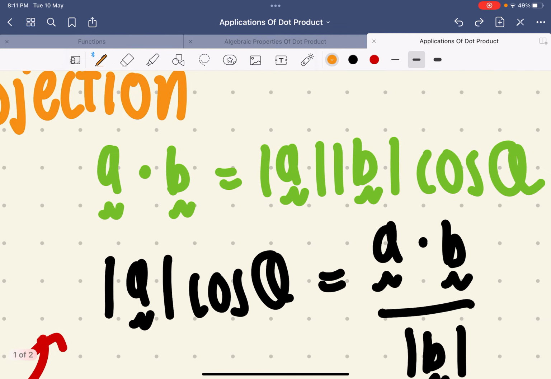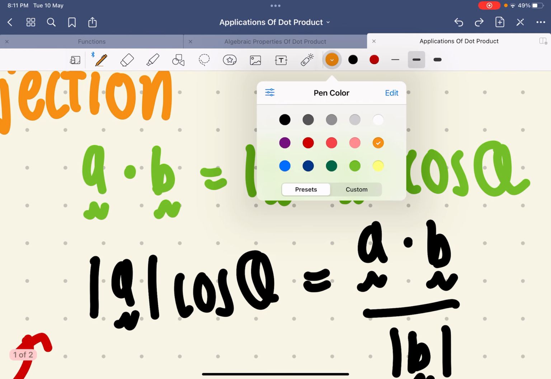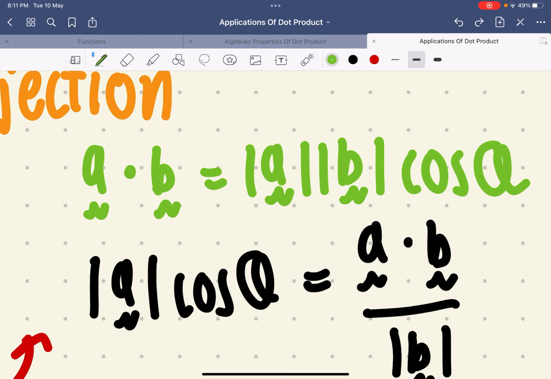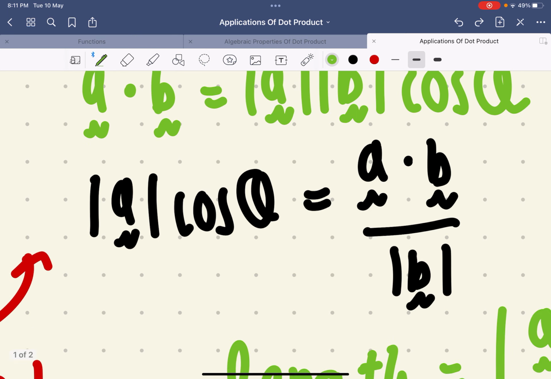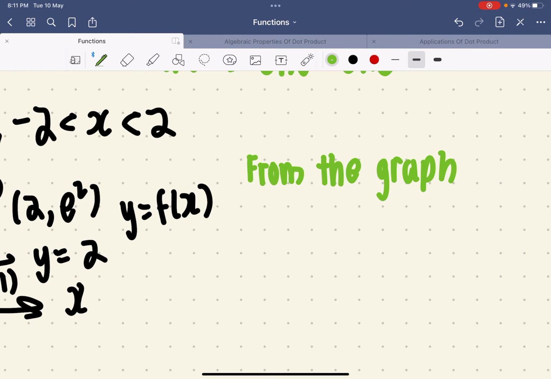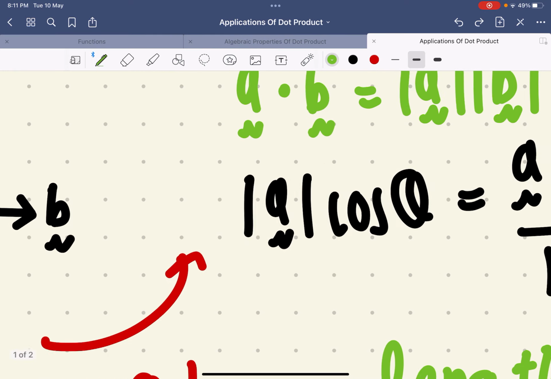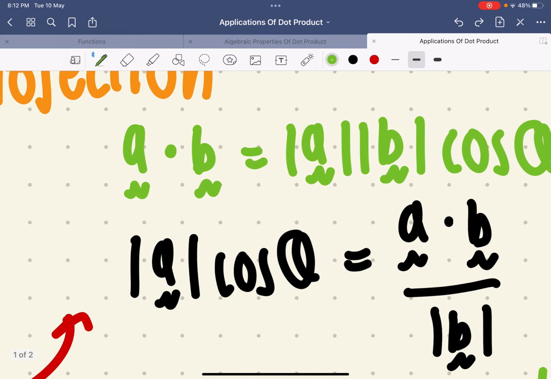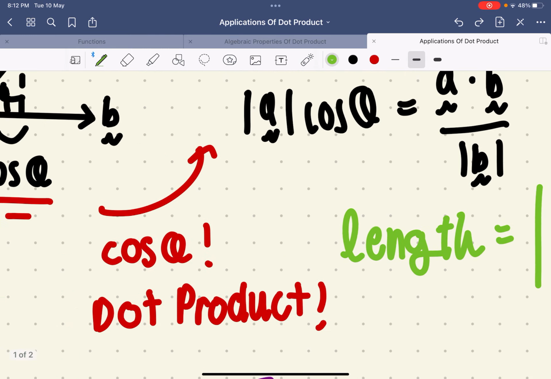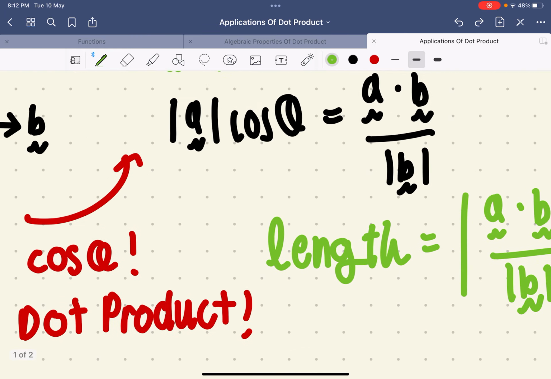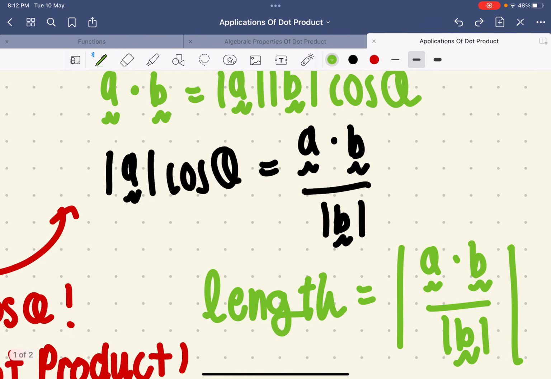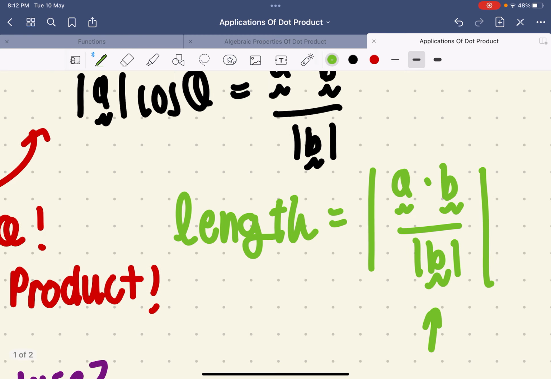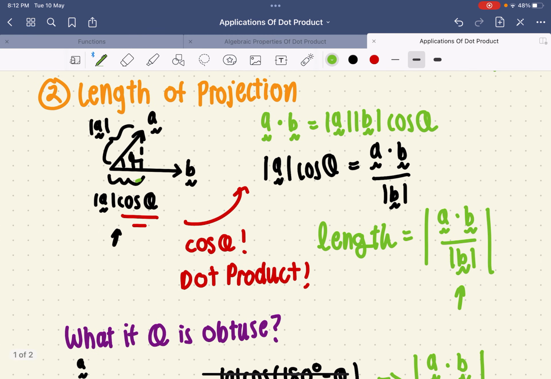Then let's look at the main formula of dot product. A dot b equals mod A mod b cosine theta. Rearranging it, we get mod A cosine theta. We already have mod A cosine theta, it's here. So if this is the length, then the length of projection is this one, and mod A cosine theta is this one.